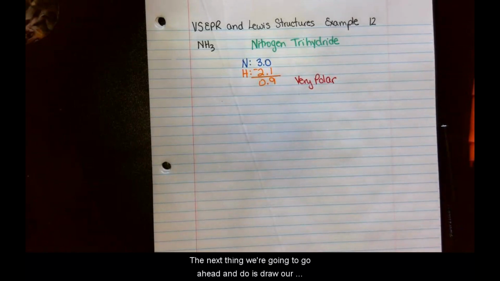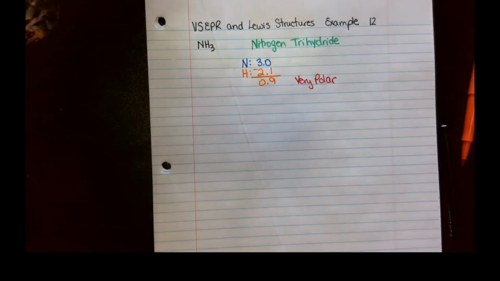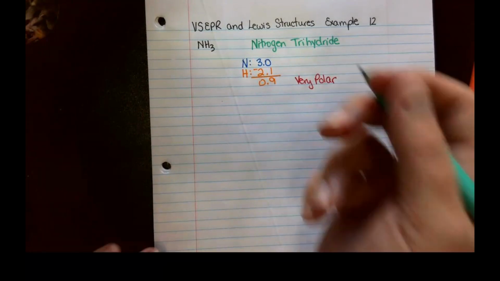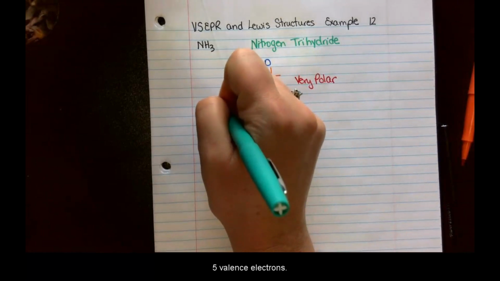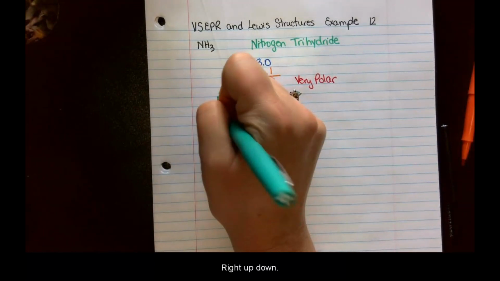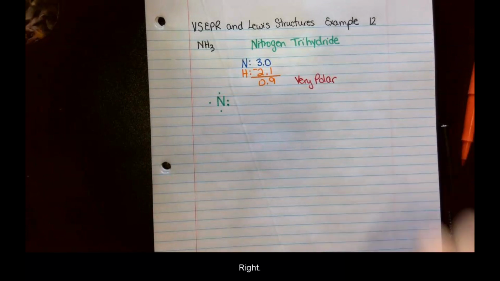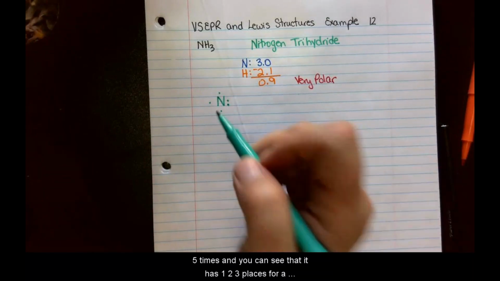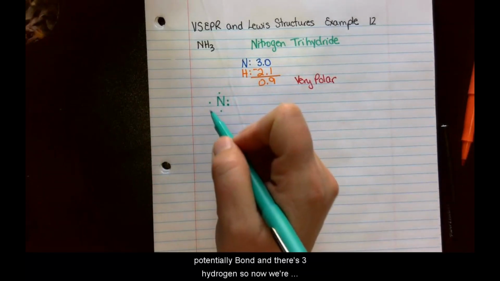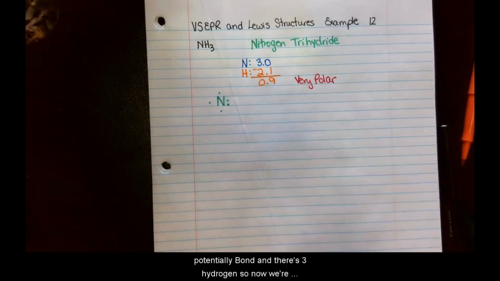Now, the next thing we're going to do is draw our Lewis dots just as a reference point. So remember, nitrogen is in the 15th column, so it has 5 valence electrons. So you can go left, right, up, down, right 5 times, and you can see that it has 1, 2, 3 places for it to potentially bond, and there's 3 hydrogens. So now we're beginning to make sense that the 3 hydrogens are going to bond to nitrogen.